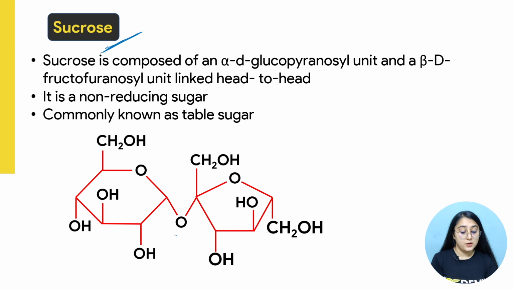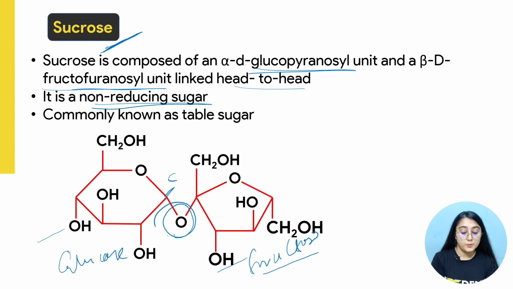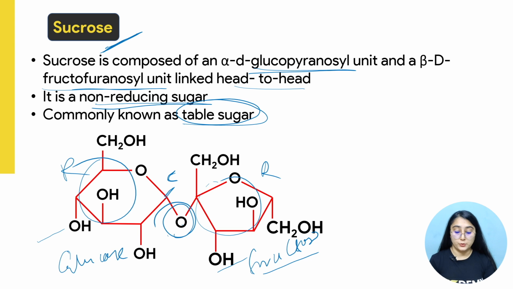Now sucrose is similarly formed by a glycosidic bond between glucose and fructose, or we can also call them glucopyranose and fructofuranose depending upon the ring shape. So sucrose is composed of alpha-D-glucopyranosyl and beta-D-fructofuranose units linked head to head as we have seen over here, and it is a non-reducing sugar. We have already seen that, for the reason that this carbon over here is an acetal carbon, since there is an OR and again an OR group attached to it. It is commonly called table sugar.